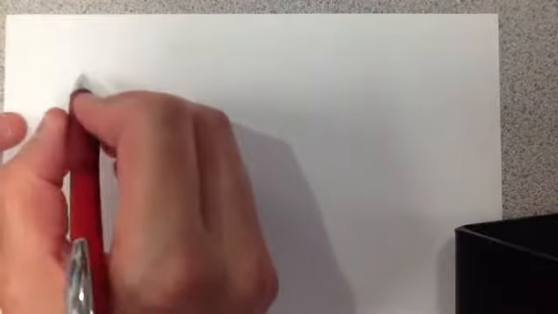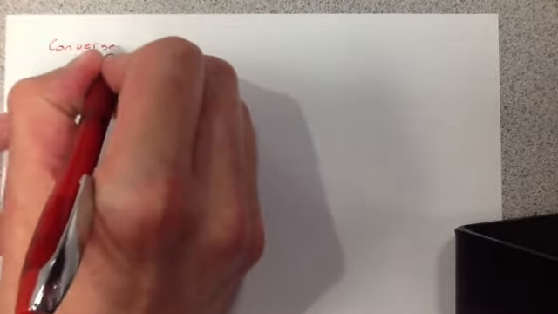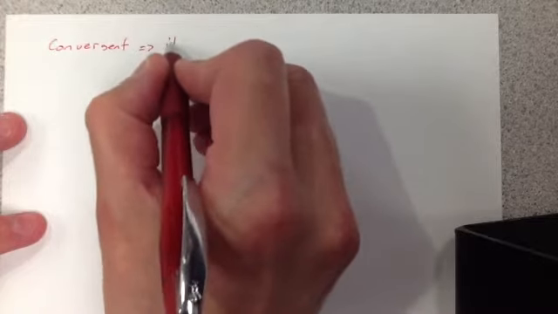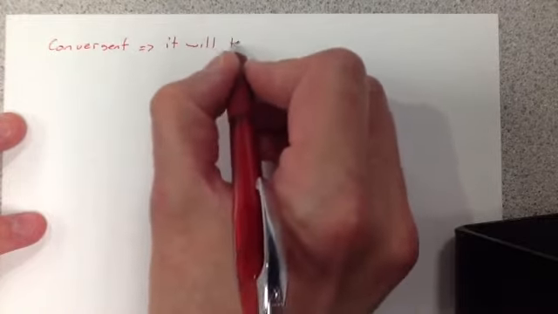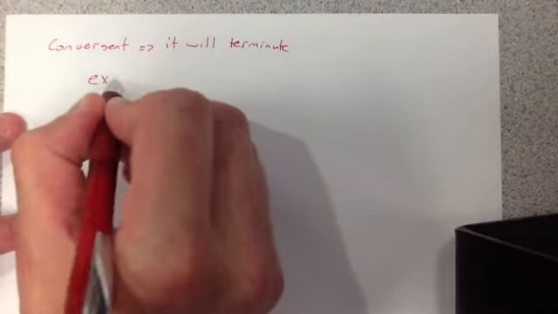Alright, for part 3, we're going to take a look at two different types of series. One is called a convergent series. Now, something that is convergent means that it will terminate. It will end. An example is something like this.